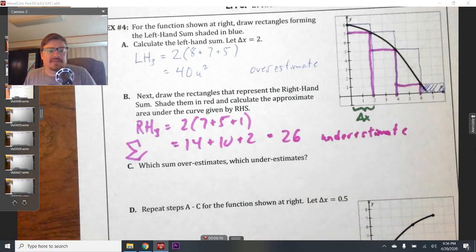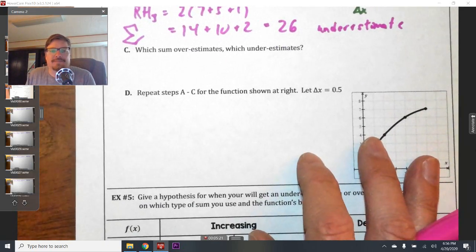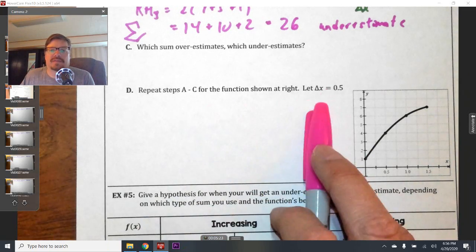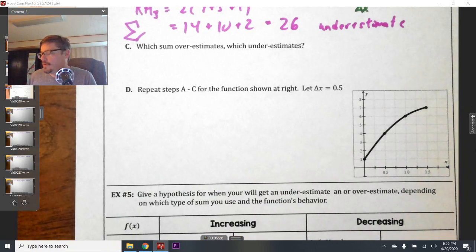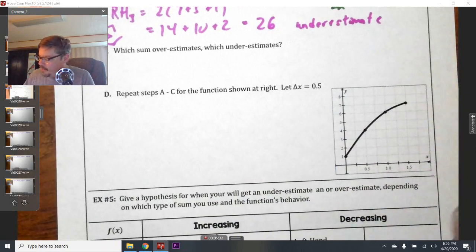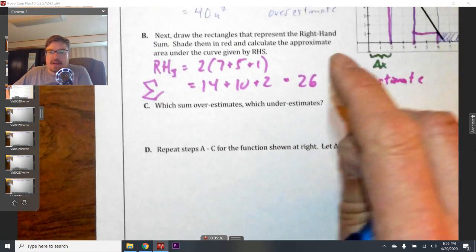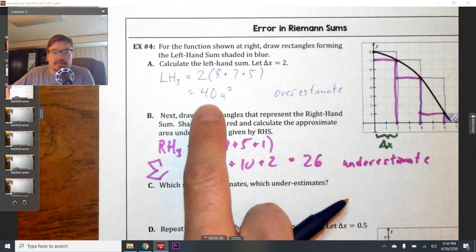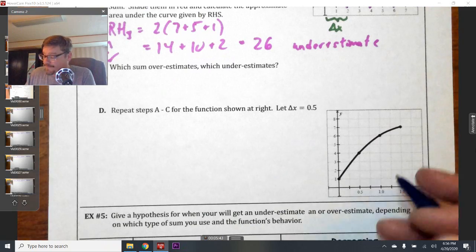All right, now we already answered C by labeling the overestimates and underestimates, so let's go to D. But now we're going to change our delta x to 0.5. You can see here they've actually gone 2 units, but the difference is that we are not going to have 2 units here. We're going to have 0.5 because the width is actually smaller.